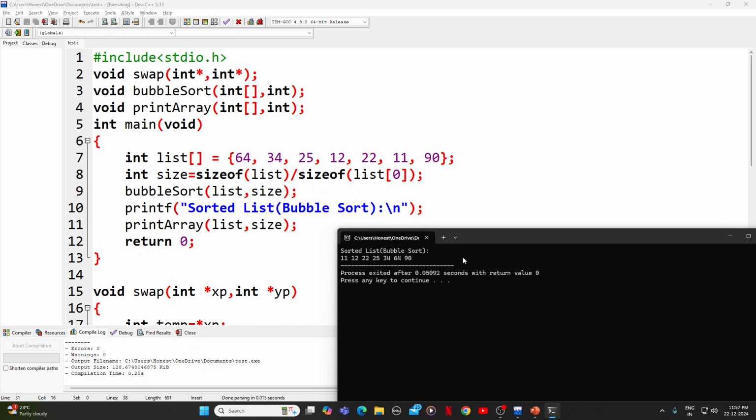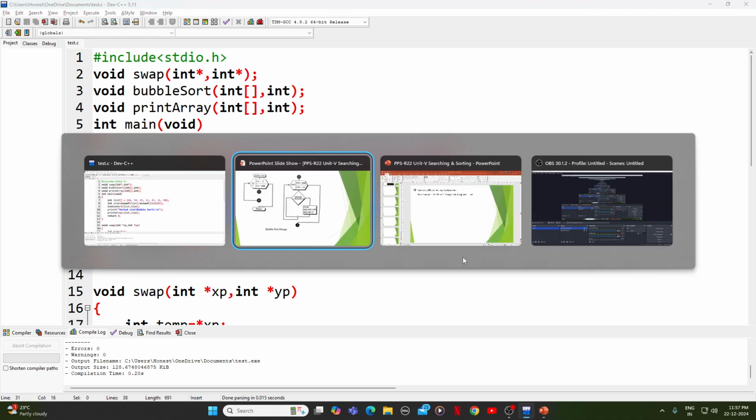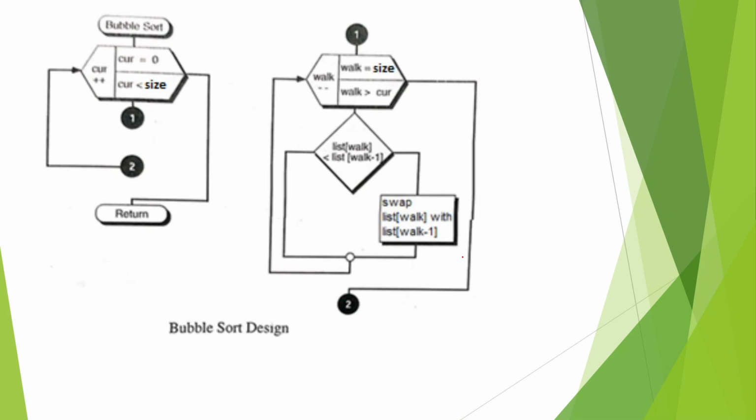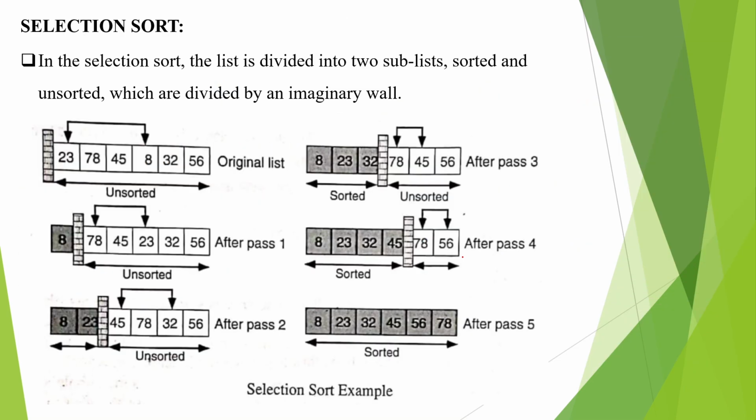Hope it is clear. This is how we perform sorting of elements using bubble sort. Okay, then we have selection sort. This is the second technique. Here also we'll do the same thing.